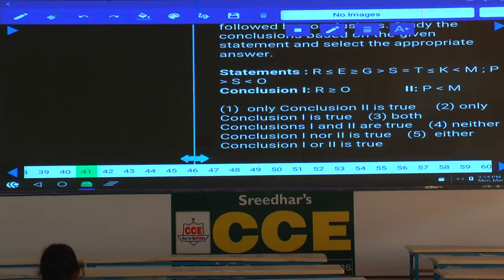Then 41. Now in this question number 41, R and O. R is here and O is here. Tell me which letter is common between these two? S is common, isn't it? Now the relation between R and O, S is here.